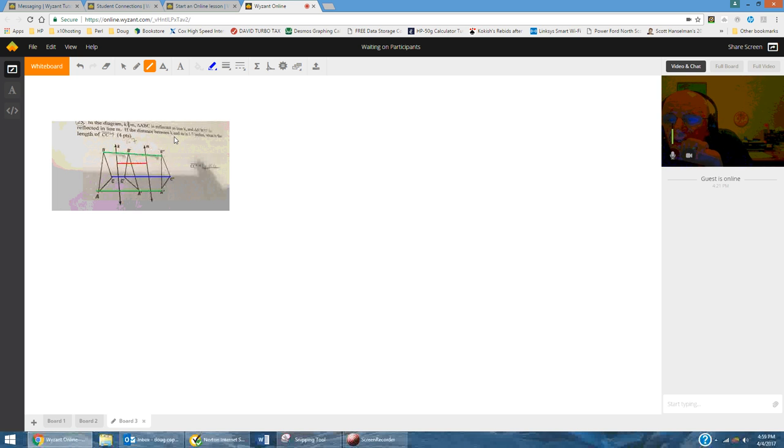The distance between K and M is 1.7. So this distance right here is 1.7. That has to be half the distance between C and C double prime. So all we have to do is multiply 2 times 1.7, and that equals 3.4. Okay. That's how far apart C and C double prime are. And that's basically all there is to it.